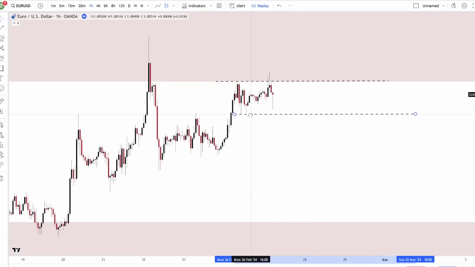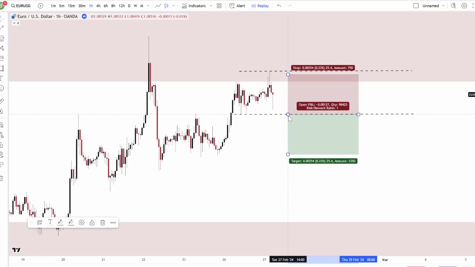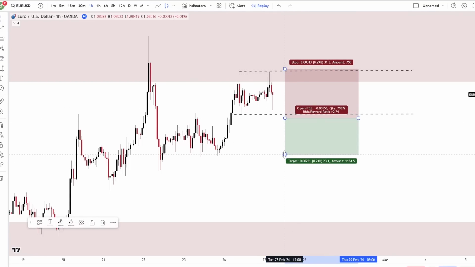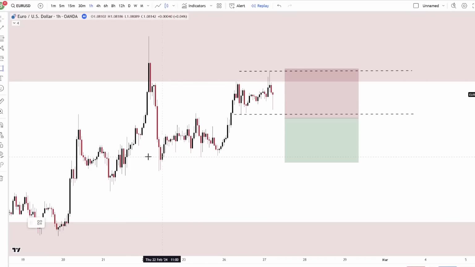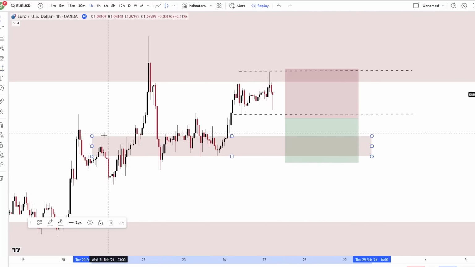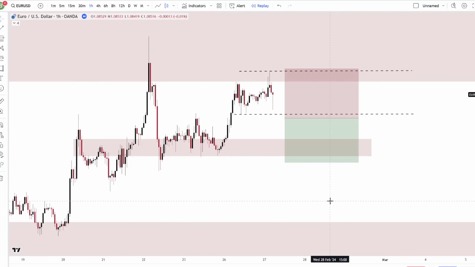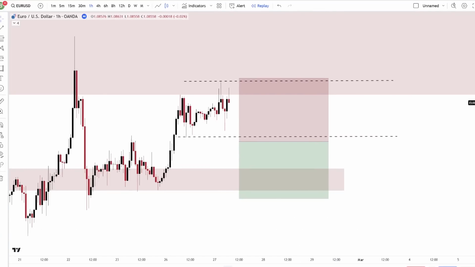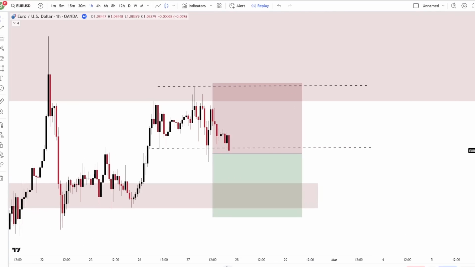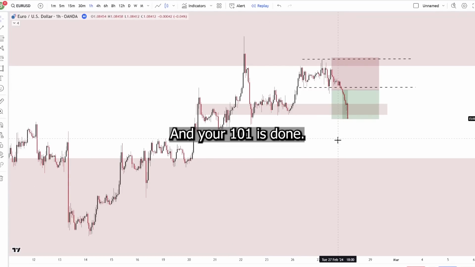You have a swing low and a swing high. So once price gets below this level, you can potentially take the trade. And here, your next level of danger would be somewhere here. And your one-to-one is done.